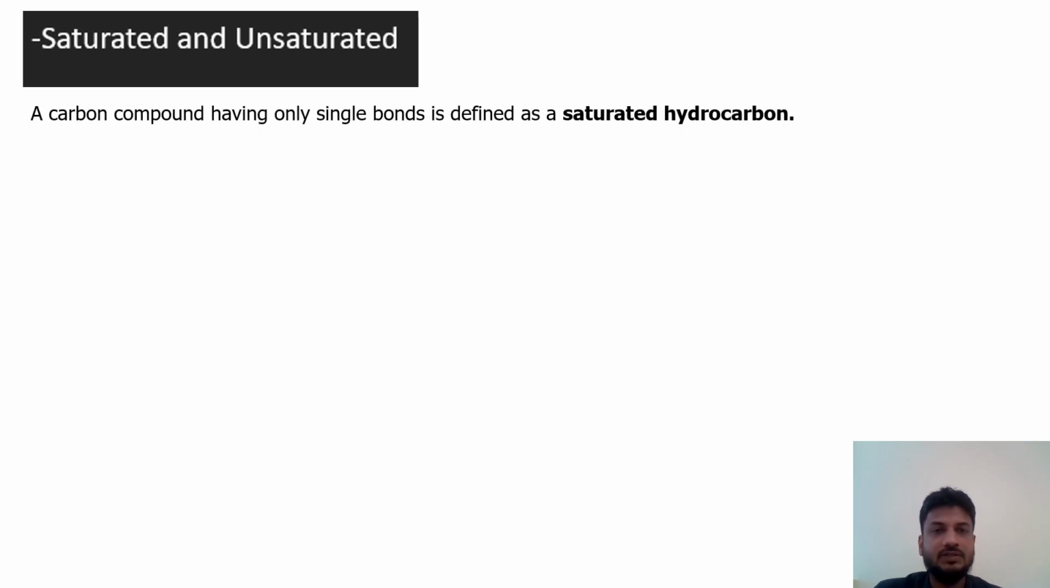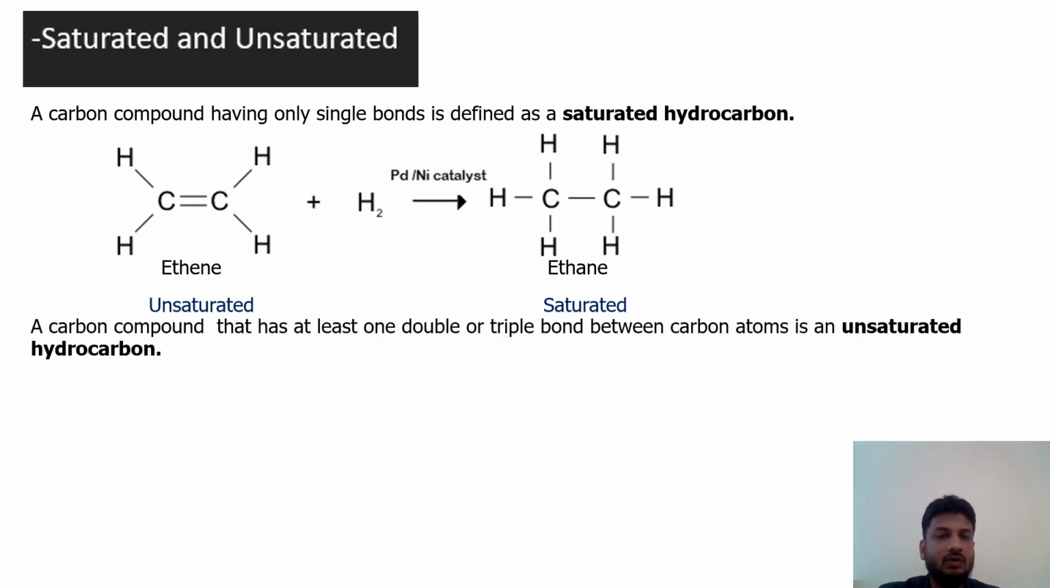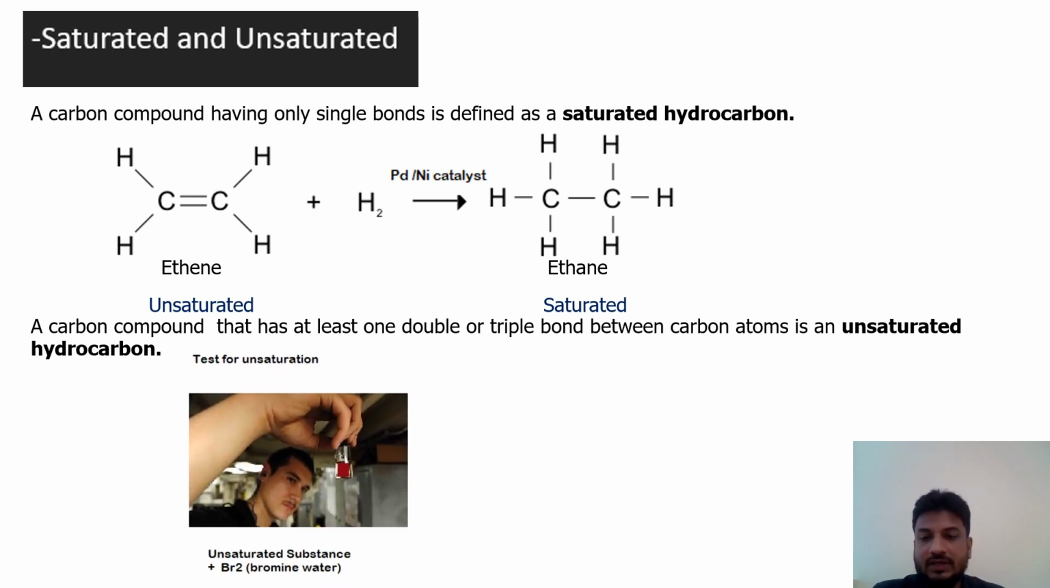Saturated and unsaturated, that's the second objective. Very simple: saturated hydrocarbons have carbon-carbon single bonds. In this reaction here, we have ethene reacting with hydrogen gas in the presence of palladium or nickel catalyst to form ethane. The simple understanding is that since ethene has a double bond, it's unsaturated, and ethane has a single bond, so it is saturated. Now, unsaturated compounds can also have triple bonds, so alkynes are also unsaturated, guys.